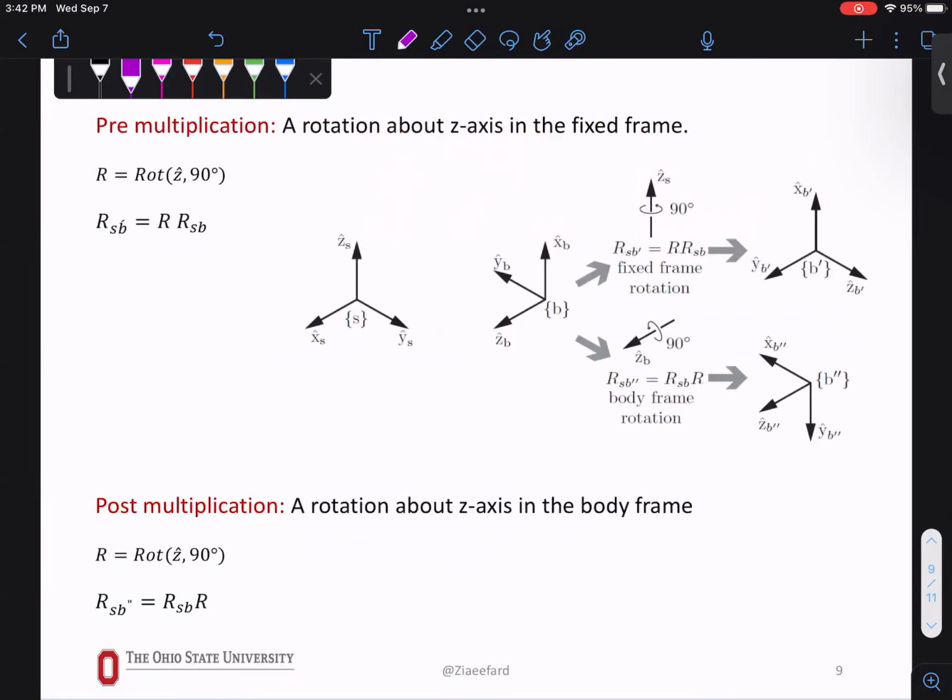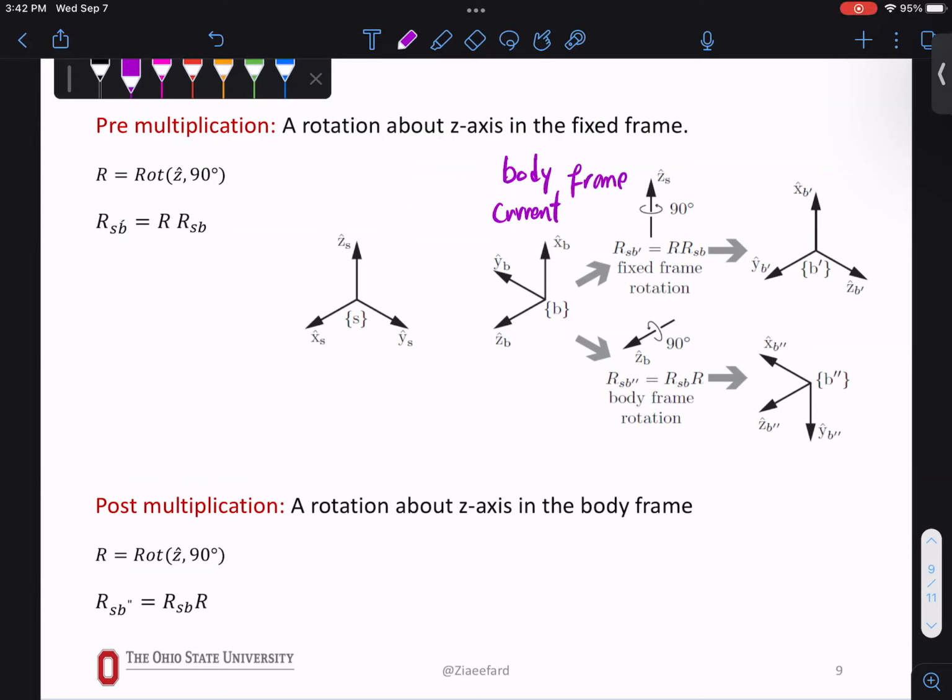For a better example, let's look at this. We are going to perform a pre-multiplication and then a post-multiplication and compare them. Let's say this was our fixed frame. This is our body, or current frame. All right. My first rotation is going to be, so this is my current frame, or body.